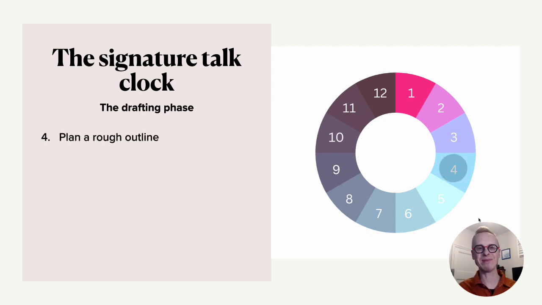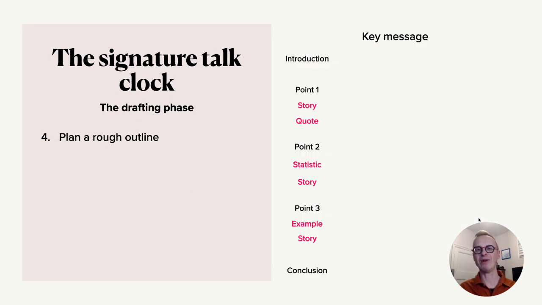So before we start scripting, this is the point where we really get in our heads how this talk is going to be laid out. What I tend to do, if I'm delivering a talk like this, is start with a blank sheet of paper, and literally at the top of the page, I put the key message, whatever that key message is. Then I set out my introduction and my conclusion. And in between those two things, I'm going to be setting up my main subpoints.